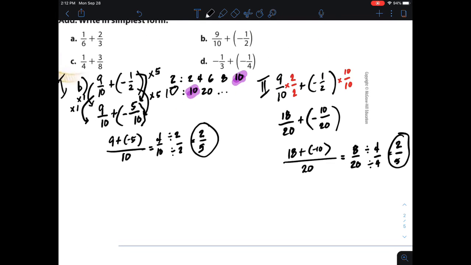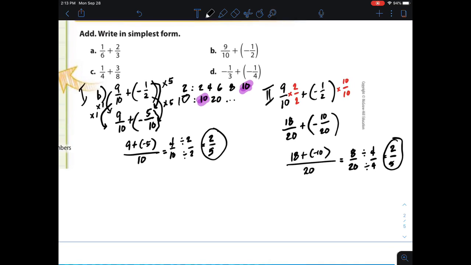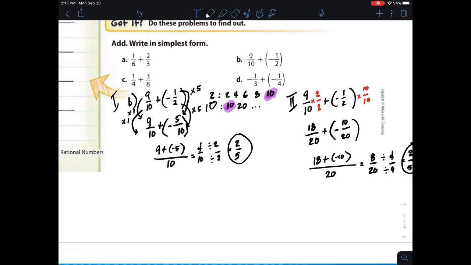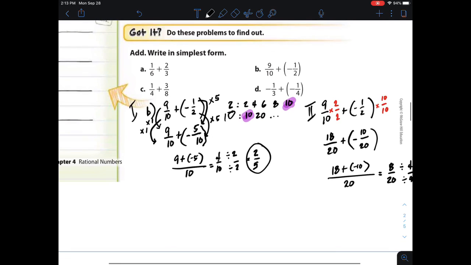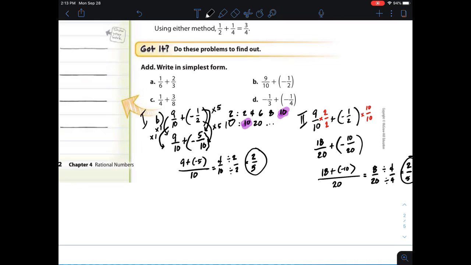So we have the same answer, two different methods. In method number 1, we find the LCD. In method number 2, we simply multiply each fraction by the denominator of the opposite fraction, the other fraction. Okay? So do A, C, and D, and let's see if you understand this lesson. You can either use method 1 or method 2.